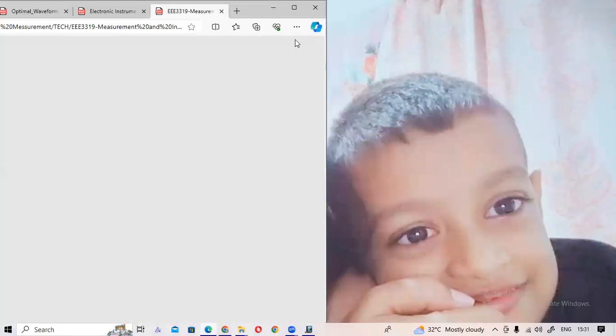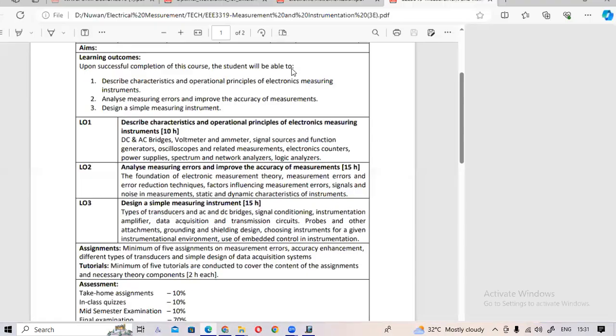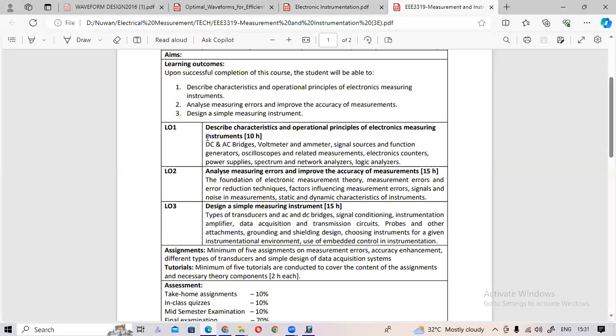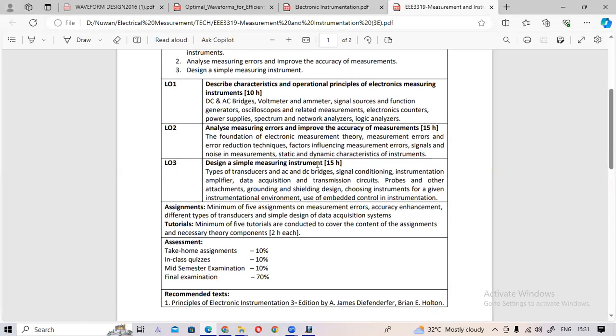Okay. So we have already covered two learning outcomes. Learning outcome one and learning outcome two are already covered. In learning outcome three, we have one main objective, that is to design a simple measuring instrument. Okay, so we will try to do this. We have around four or five more weeks, so we will try to design a simple measurement instrument.